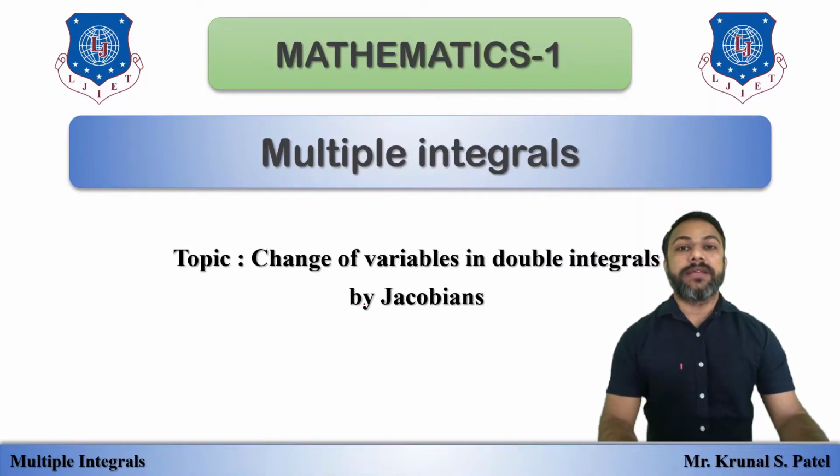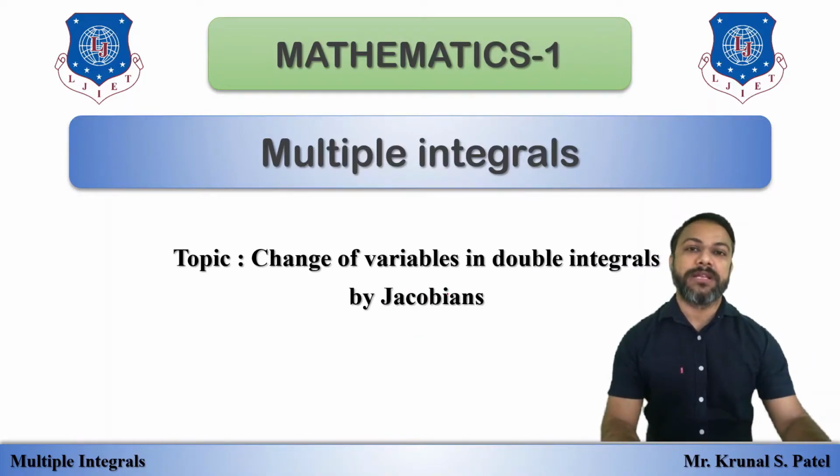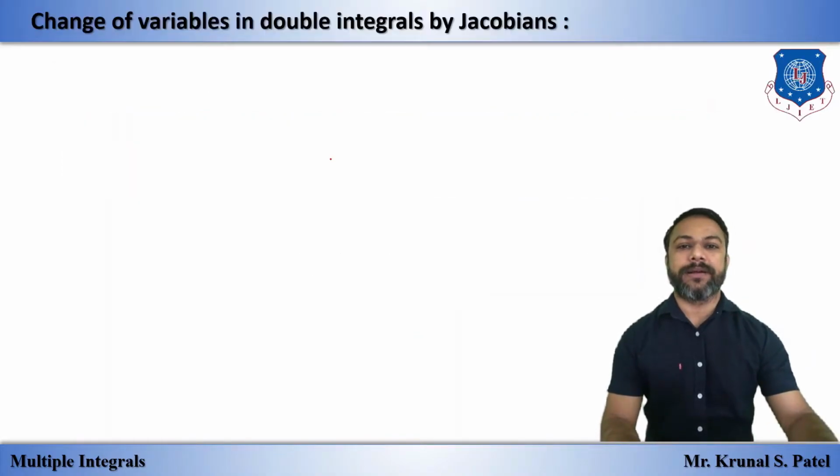That means if the given variables are x and y, then by using some transformation we will change the variables, and to change the variables according to the transformation, we get new variables, and for that we need to use the Jacobian. So let's have a look at the method.